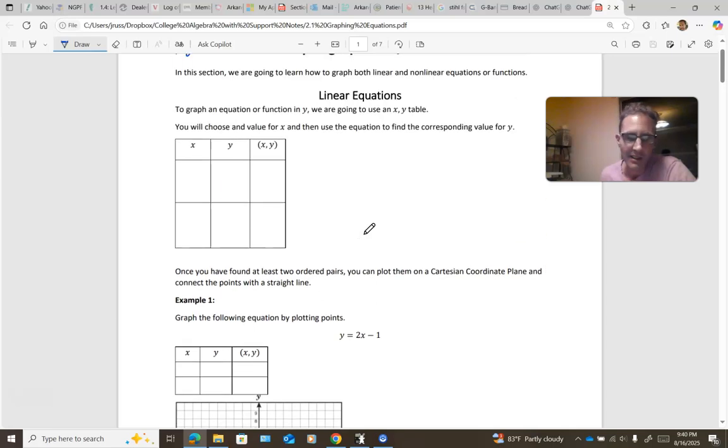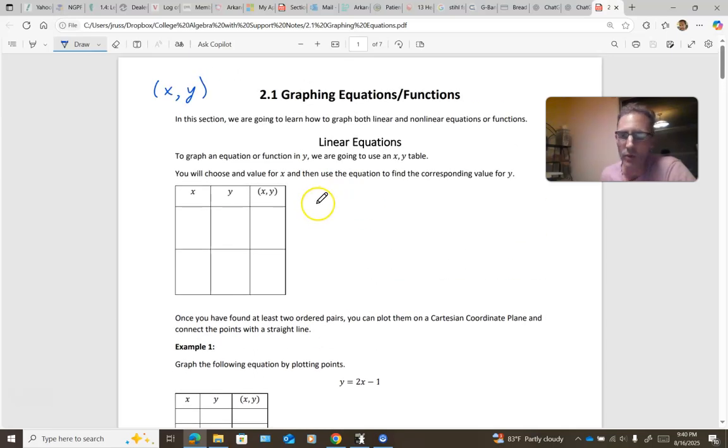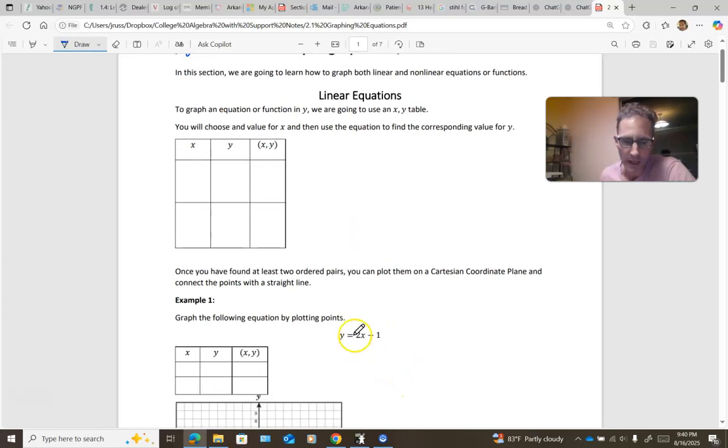And so typically what we do, we choose values of x, and we plug those into the equation, and we solve it for y, if it's not already solved for y. Or in other words, we evaluate it and see what that corresponding value of y is. All right, so let's go ahead and get started, and we're going to plot these ordered pairs.